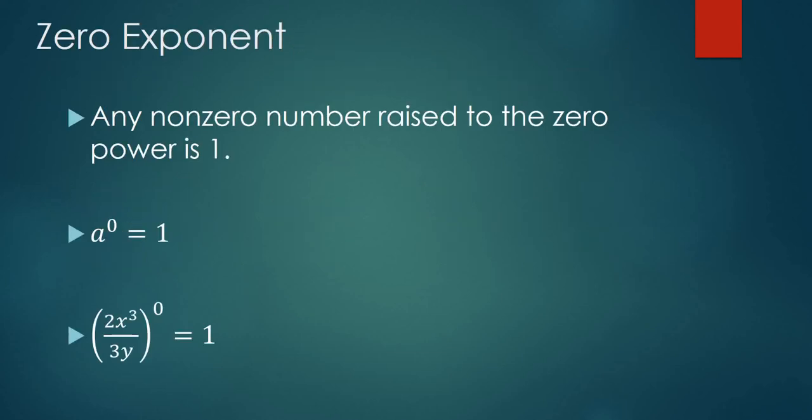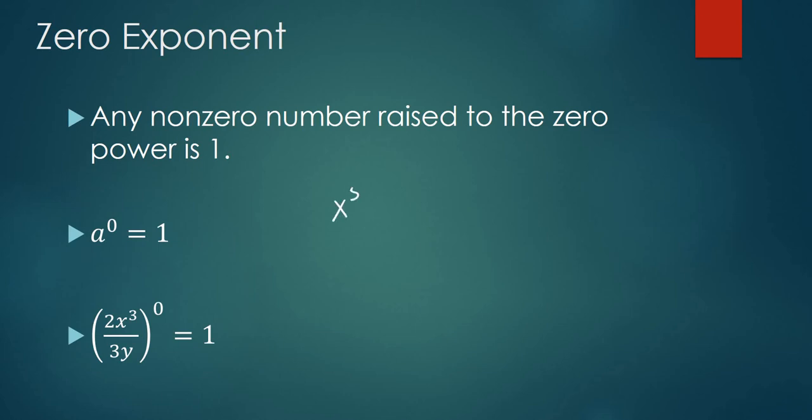Okay, 0. Any non-zero number raised to the 0 power is 1. A to the 0 is 1. 2x cubed over 3y, all raised to the 0, is 1. So a lot of times people want to know, why the heck does this work?